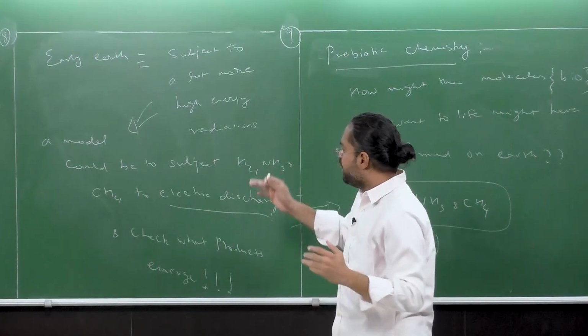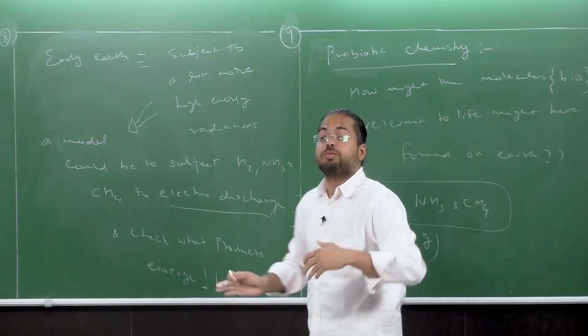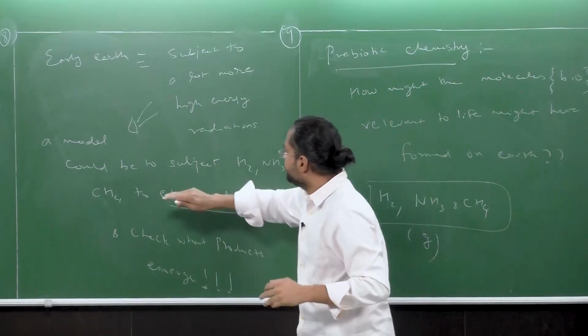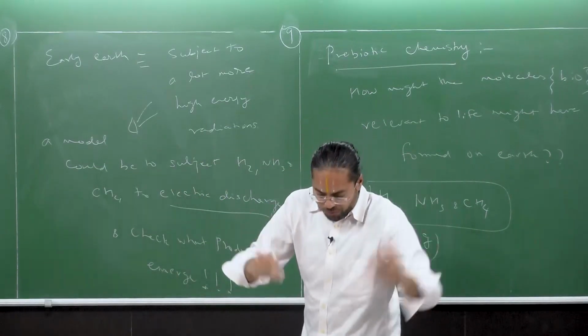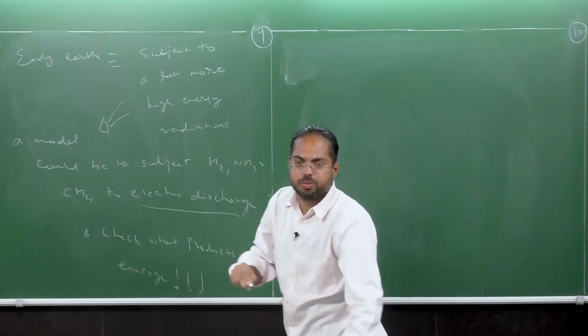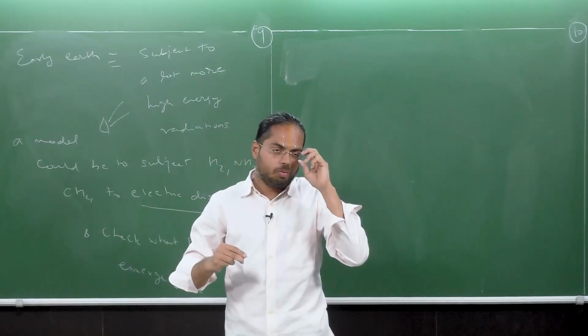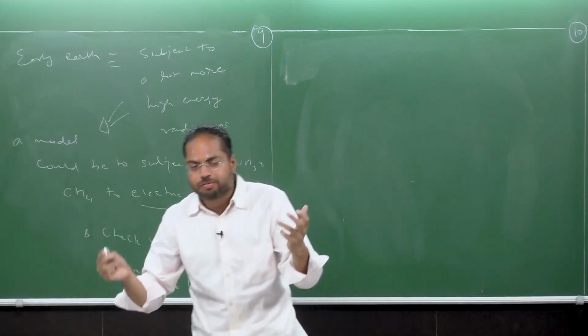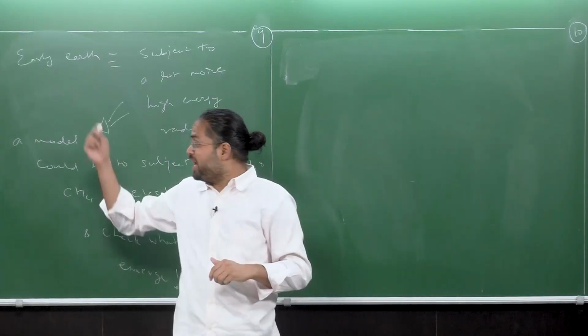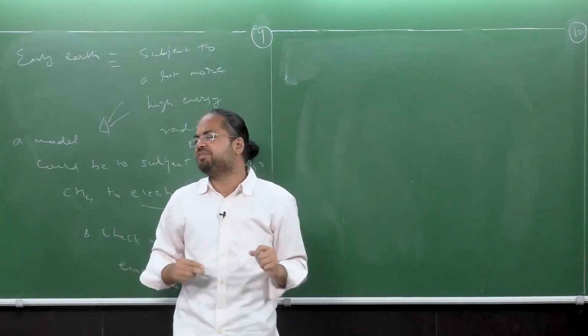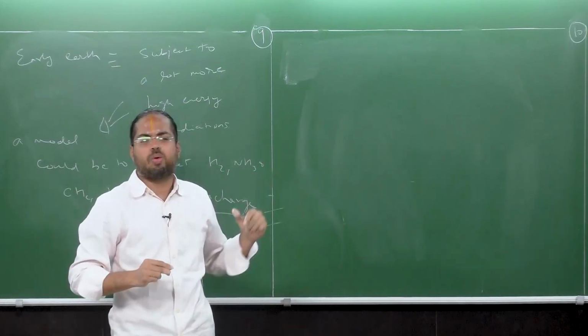Okay, so now let us look at what products were formed by subjecting this to electric discharge. What all products were formed? I will first give you the answer. In fact, what products were formed depends on how much time you give the reaction mixture. Miller and Urey performed these experiments in the early 1950s, if I'm correct, or maybe late 1940s.